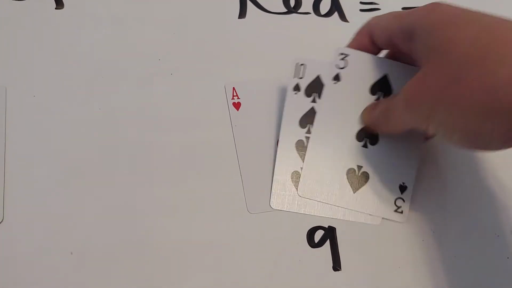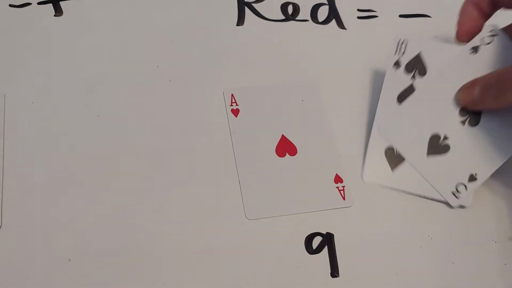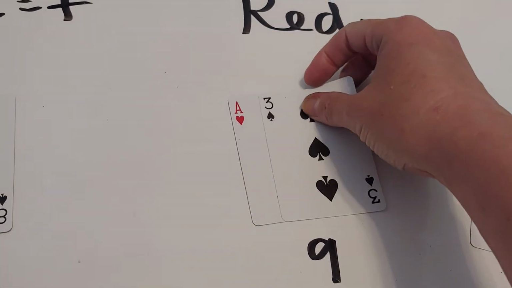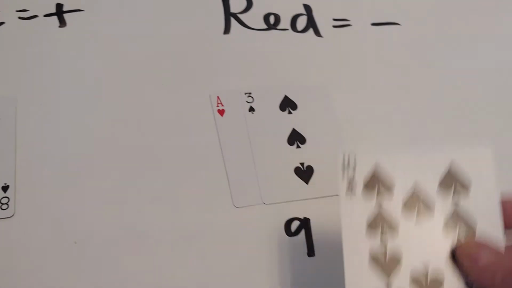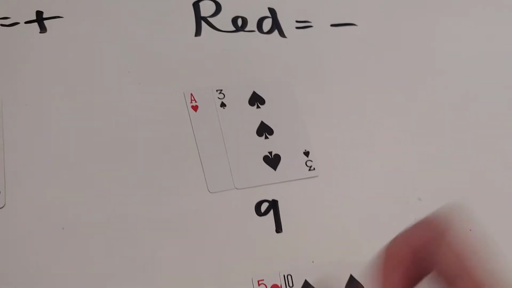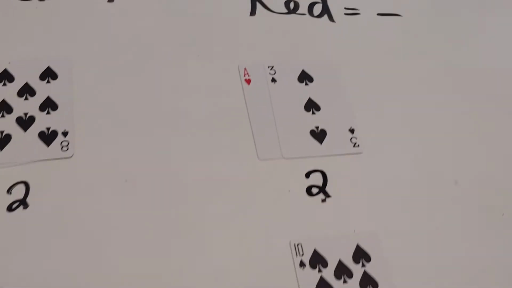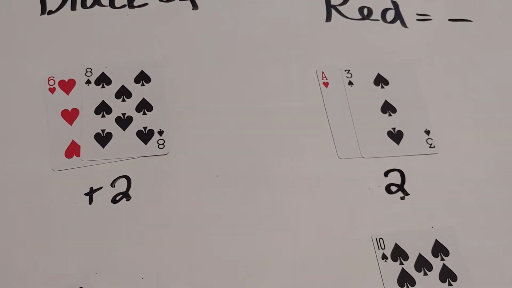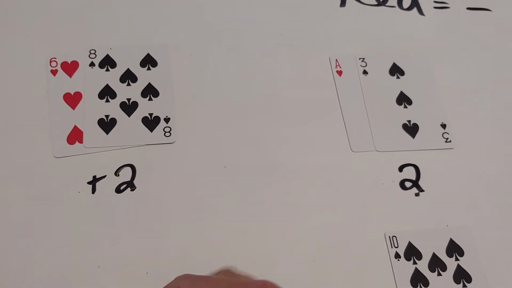If they kept the 10 and the 3, they're now at a positive 13. If they kept the 3 and the ace, they're now at a positive 2. So they would want to discard the 10. So now we have 2. Both people are at a positive 2. The winner is the first one to get to 0.